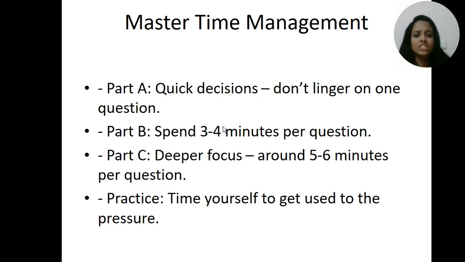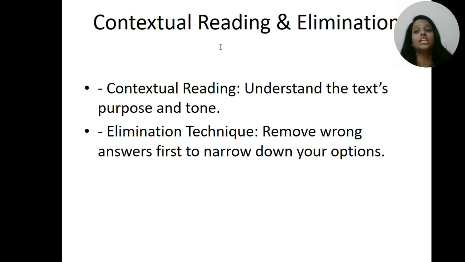For part B, you can spend 3 to 4 minutes per question. And part C, you need a deeper focus, around 5 to 6 minutes per question. So time yourself to get used to the pressure. Okay? And the next one is contextual reading.